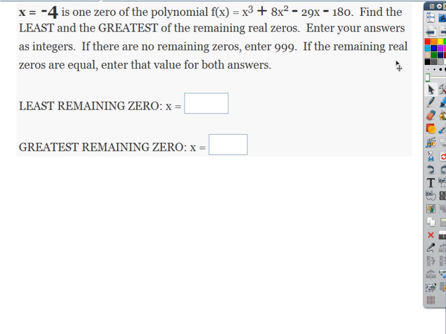One of these guys, where they're giving us a zero of a polynomial, and they're asking us to find the other zeros, find the least remaining zero and the greatest remaining zero. So how do we do that? If I'm given 1, 0, how can I find the other factor? I know that one of the factors is x plus 4. How do I find the other factor that multiplies to this? Okay, and do what? How do I do that?